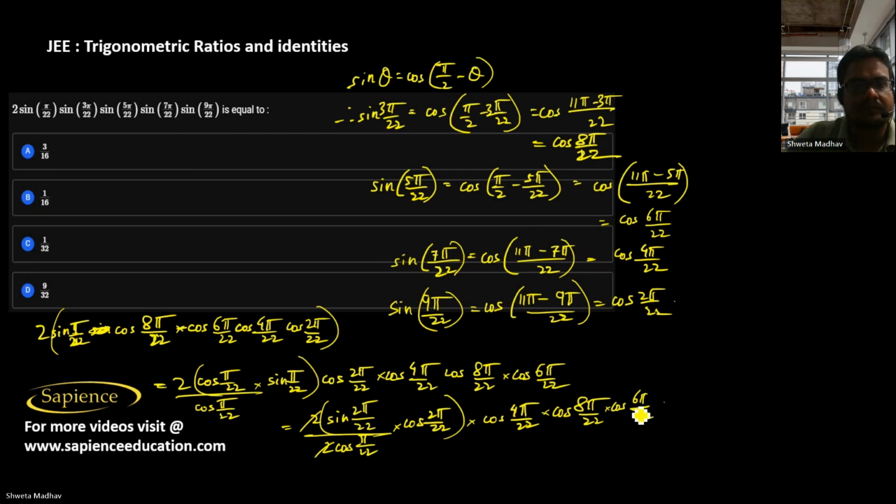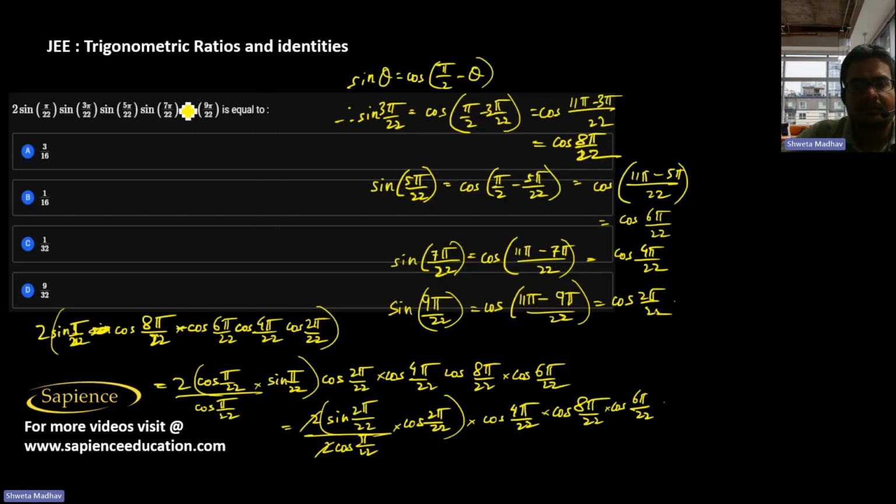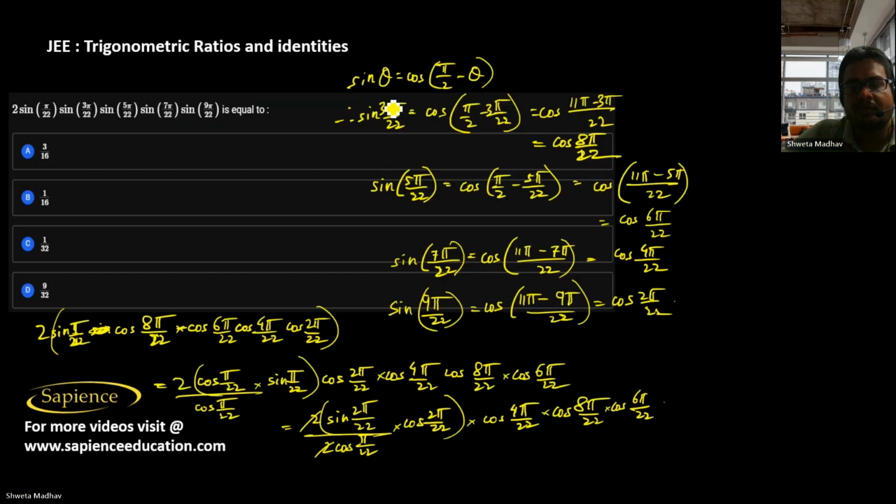Now, this can be written as sine 4 pi by 22 by 2. So 1 by 2 sine 4 pi by 22, and cos pi by 22 is already there, into cos 4 pi by 22, into cos 8 pi by 22 into cos 6 pi by 22.